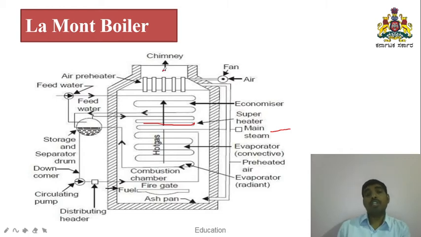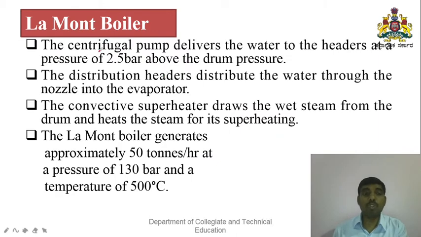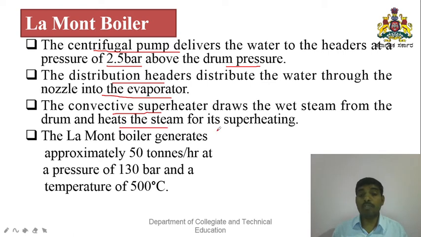Let's take a theory about this Lamont boiler. It contains a centrifugal pump that delivers water to the headers at a pressure of 2.5 bar above the drum pressure. That is the cause to circulate the flow, or else it won't circulate. For that purpose, the pump increases the pressure of the water by more than 2.5 bar. The distribution headers distribute the water through the nozzles into the evaporator. The convective superheater draws the wet steam from the drum and heats the steam for superheating.